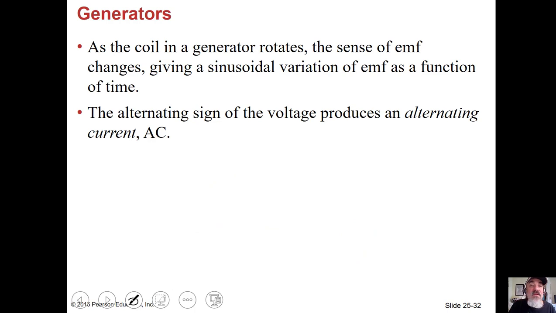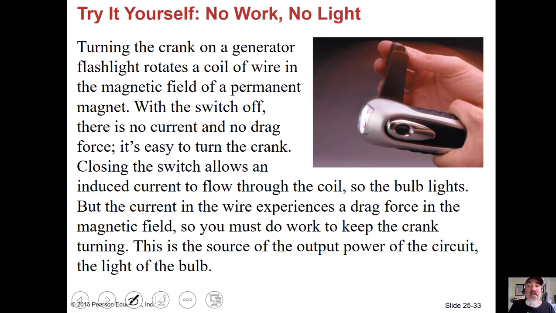So as the coil in the generator rotates, the sense of the EMF changes, giving a sine wave, as you saw in the picture there. This is actually called AC current. Okay, maybe you have one of these at home. Turning the crank on the generator flashlight rotates a coil of wire in a magnetic field of a permanent magnet. I have one. You're basically charging up a capacitor, and it's got an LED so that it'll stay on for quite a while. The energy won't be used up too quickly.